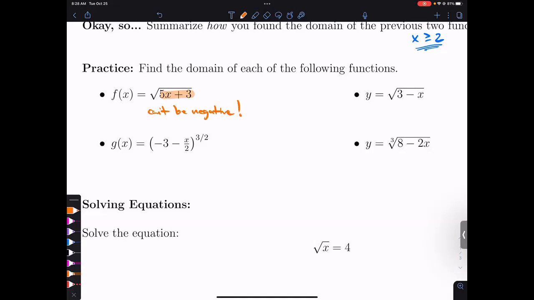Same thing is true on the second one, right? That's a square root. Same thing would be true there. How about the third one? G of X is stuff to the 3/2. What does a 3/2 power mean?